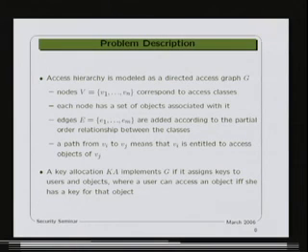And so we say that a key allocation implements a particular access graph G if it assigns keys to both users and objects in such a way that a user can access an object if and only if that user has a decryption key for that object.